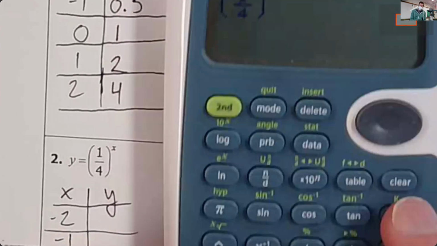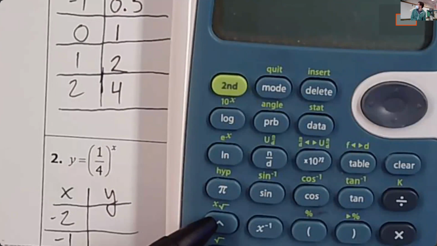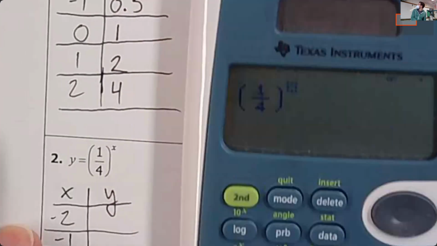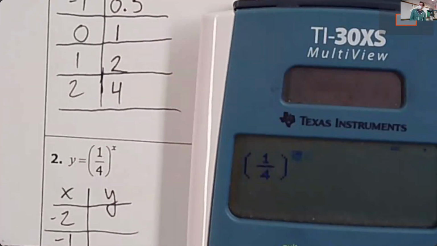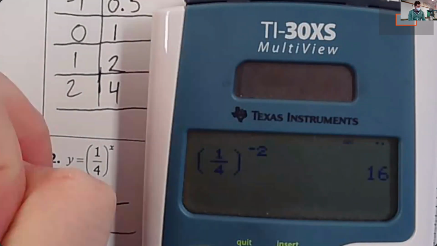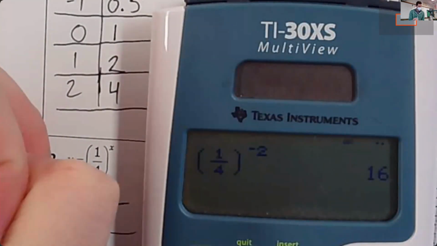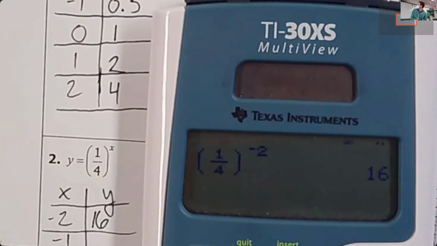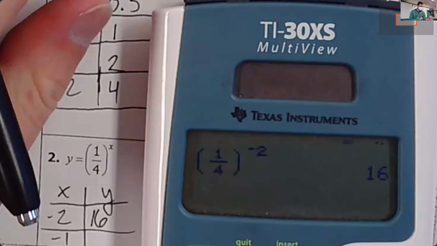So again, the up arrow right here. And then -2. So that gives us 16. So 1/4 to the -2 power is 16.